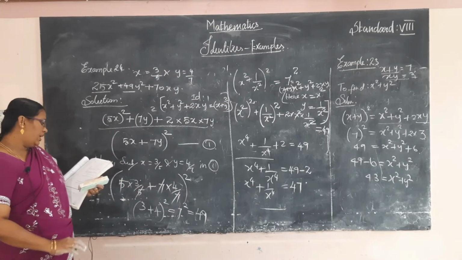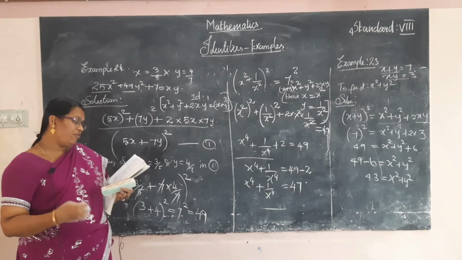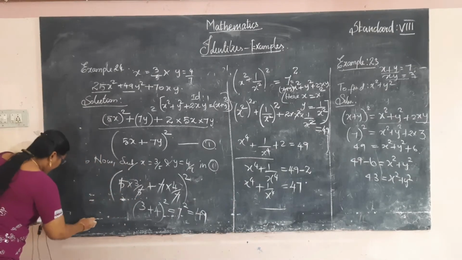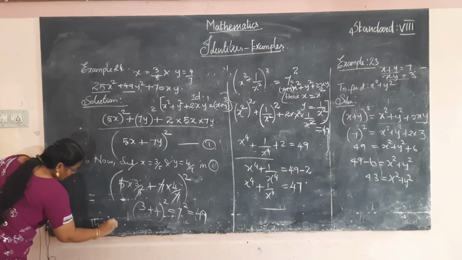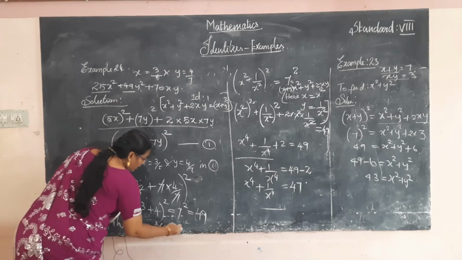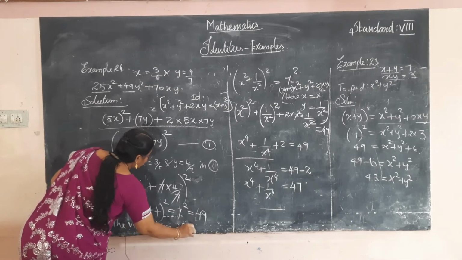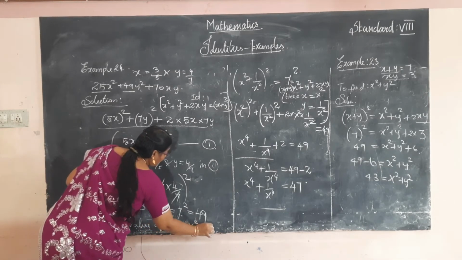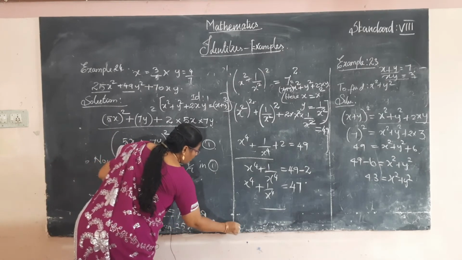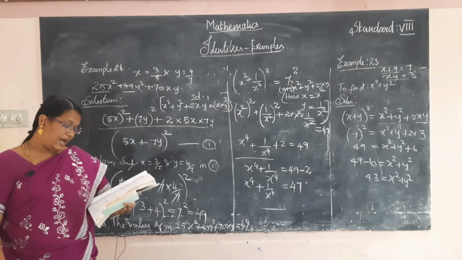So what did we find out? x is equal to 3 by 5 and y is equal to 4 by 7. Find the value of the expression. So what is the answer for this expression? Thus, the value of the expression, what is the expression? 25x square plus 49y square plus 70xy is equal to 49. Okay, right.